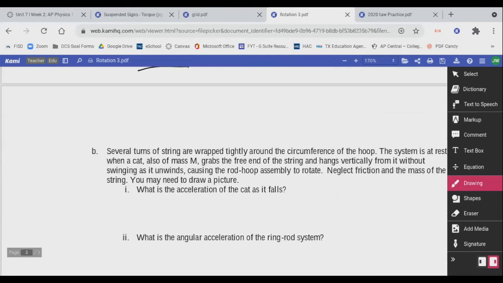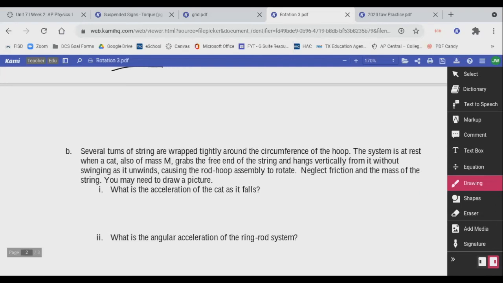let's see where the problem goes. Several turns of a string are wrapped tightly around the circumference of the loop. So this is the same problem, all right? Mass is still 2. They've already told us that. Don't feel like it's a different problem. This is B, followed up from number 2A.